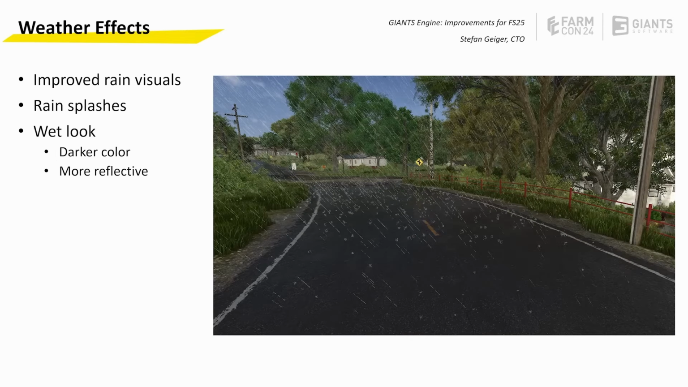Next up we have improved rain visuals, with rain splashes and wet look, with things changing to a darker colour and becoming more reflective. So the same as what happens to the tyres. And in this screenshot we have some pretty heavy rain coming down, which is very different to the rain we're used to in FS22.